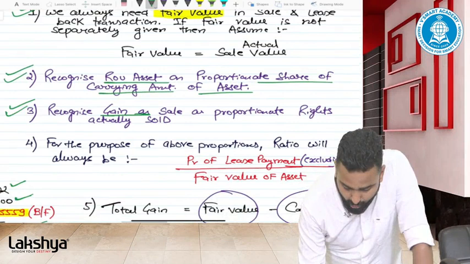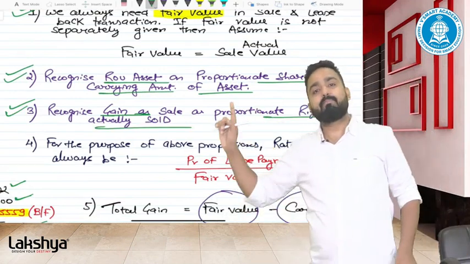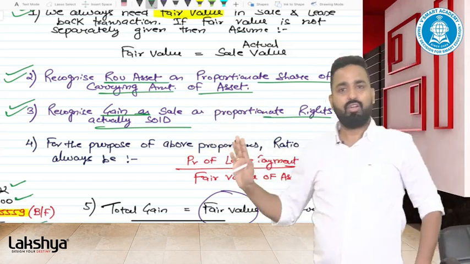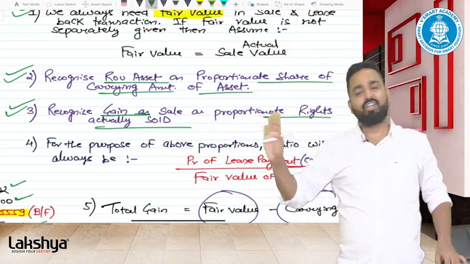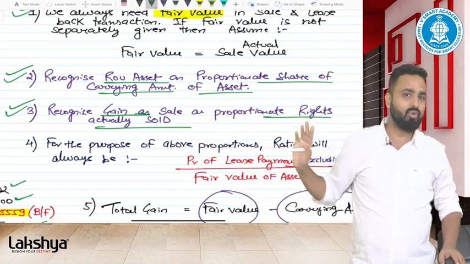Recognize gain on sale on the proportionate rights actually sold. Gain should not be booked on the rights retained. This is golden rule 3.